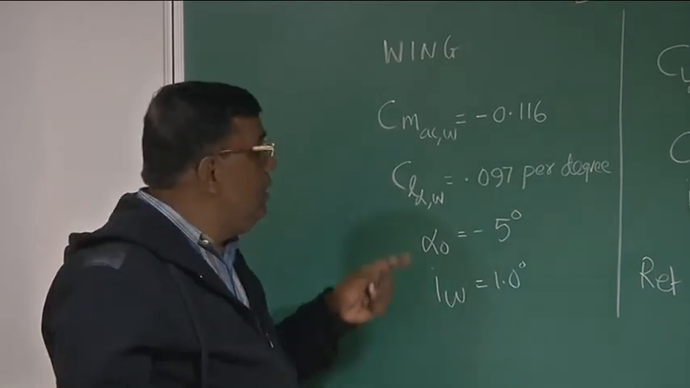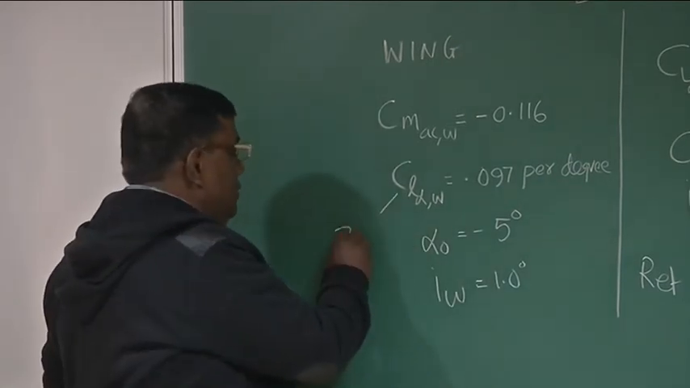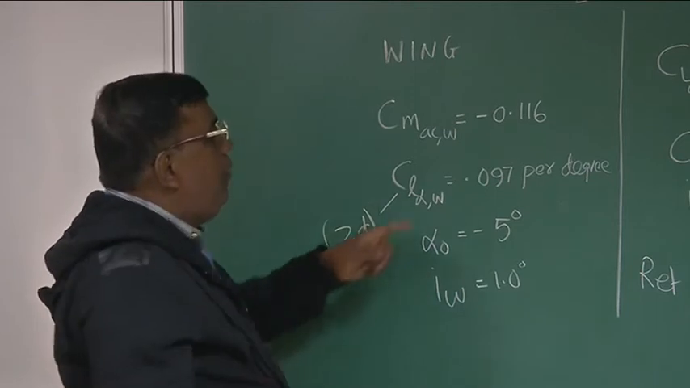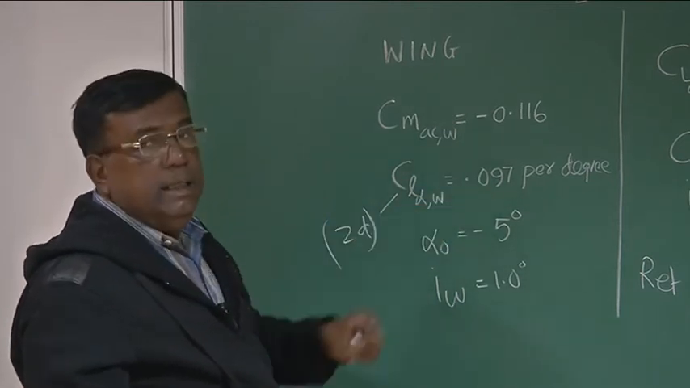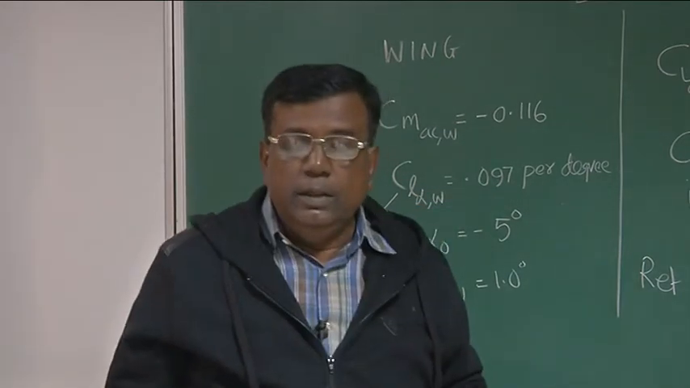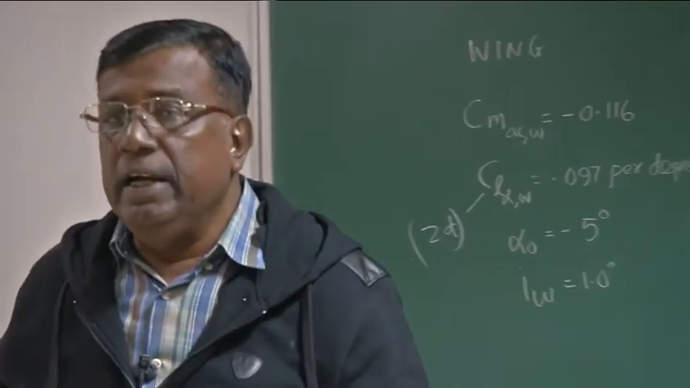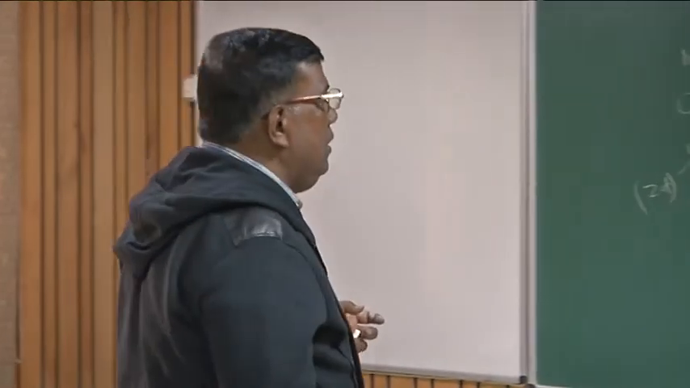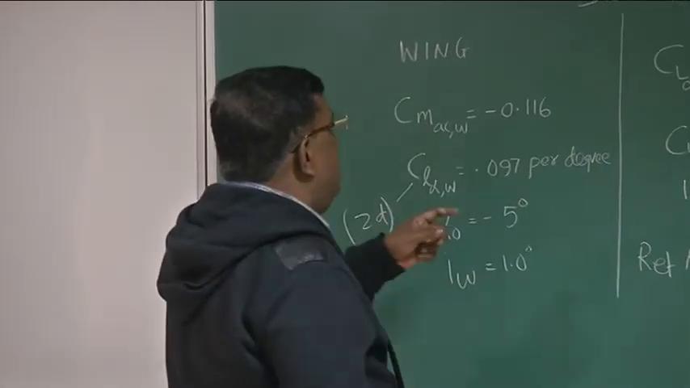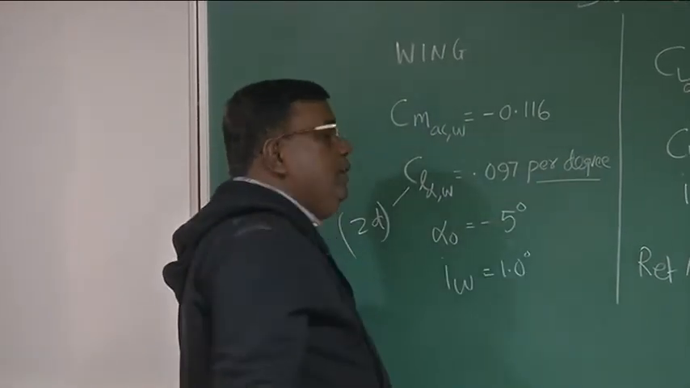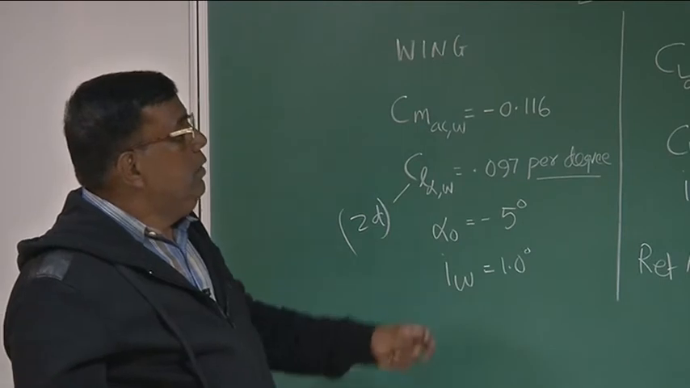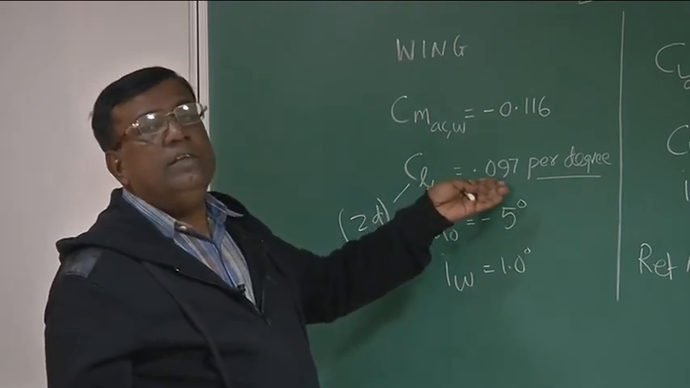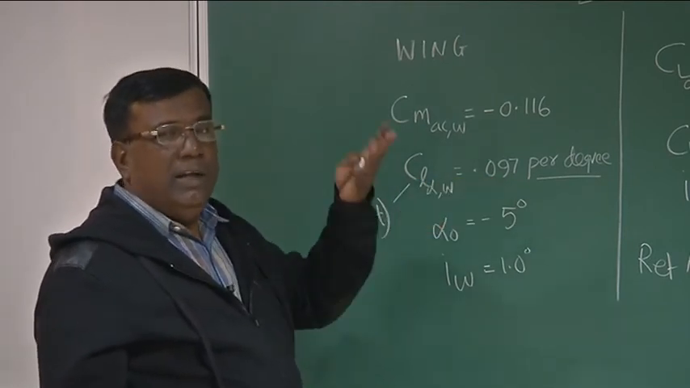For a lift coefficient, this is a 2D value, right? Which is 0.097 per degree. Be very careful. Generally, you operate in terms of per radian, right? So many books will be using both per degree and per radian at their convenience. But we should be very clear that this is per degree. So if I want to convert it into per radian, I have to just multiply it by 57.3. Okay, that is 180 by pi.